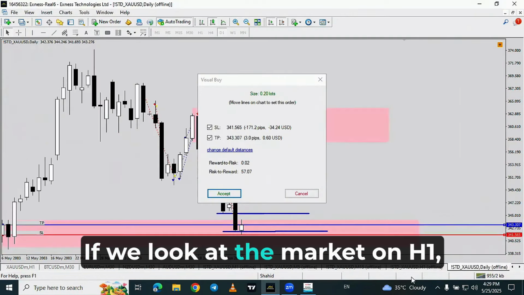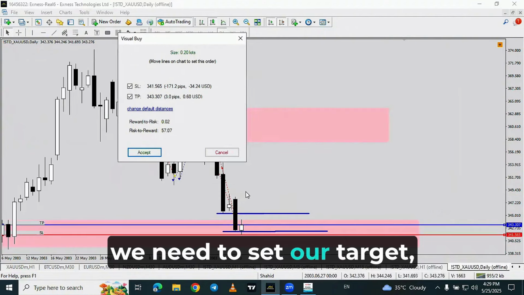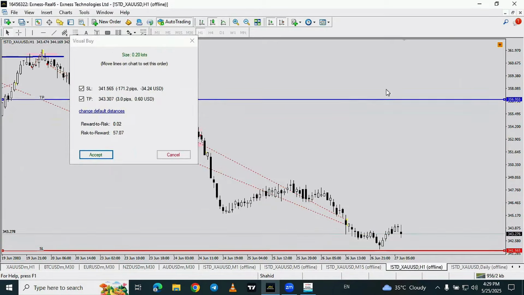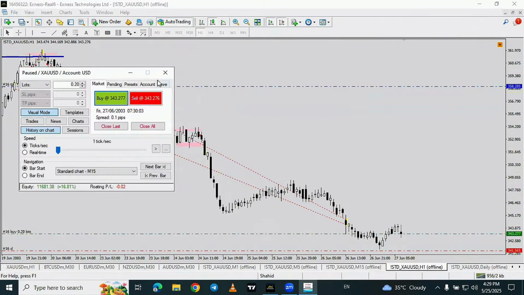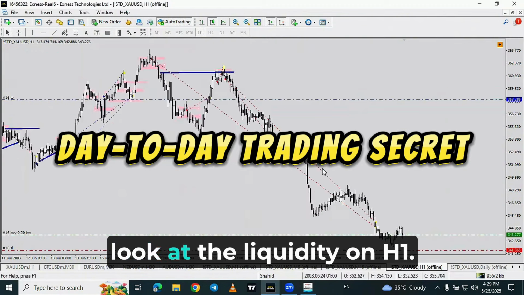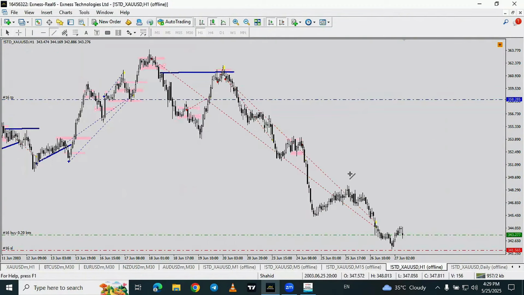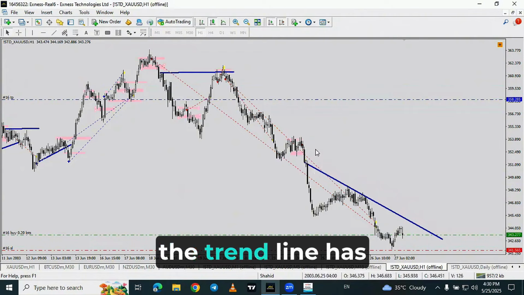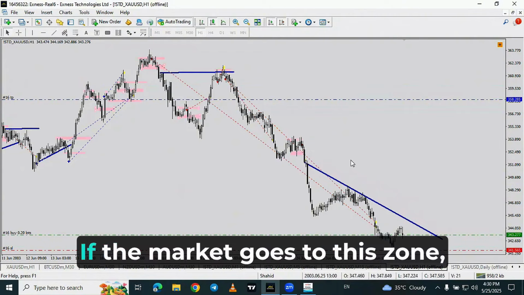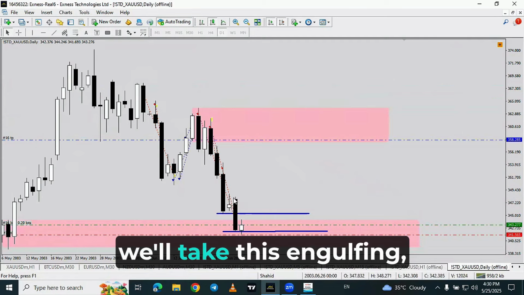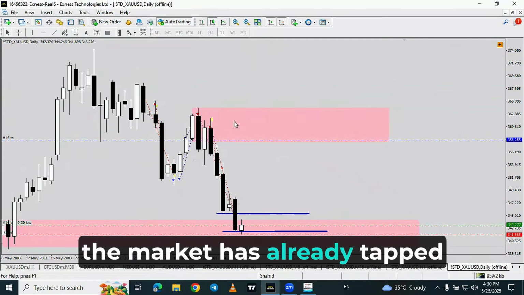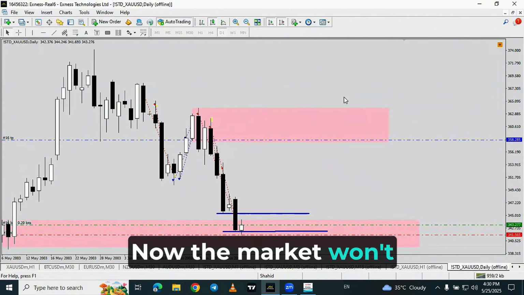If we look at the market on H1, we need to set our target, right? To set the target, we need to look at the liquidity on H1. If you see, this is all its liquidity. The trend line has full liquidity. If the market goes to this zone, we'll take this engulfing, and this is the buy zone because the market has already tapped and played here. Now the market won't stop.